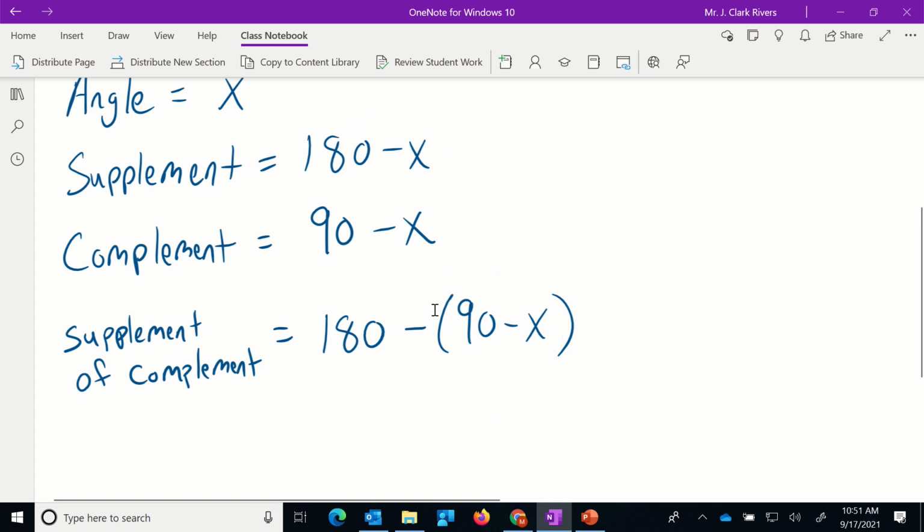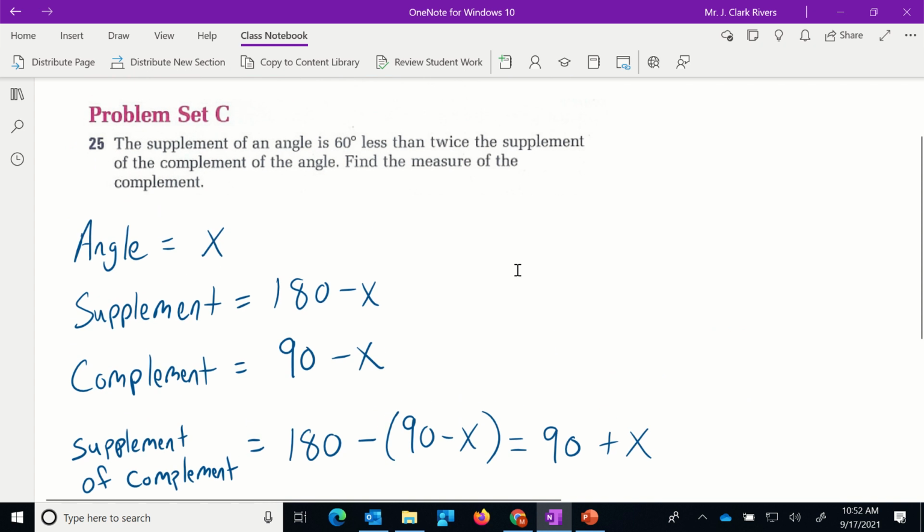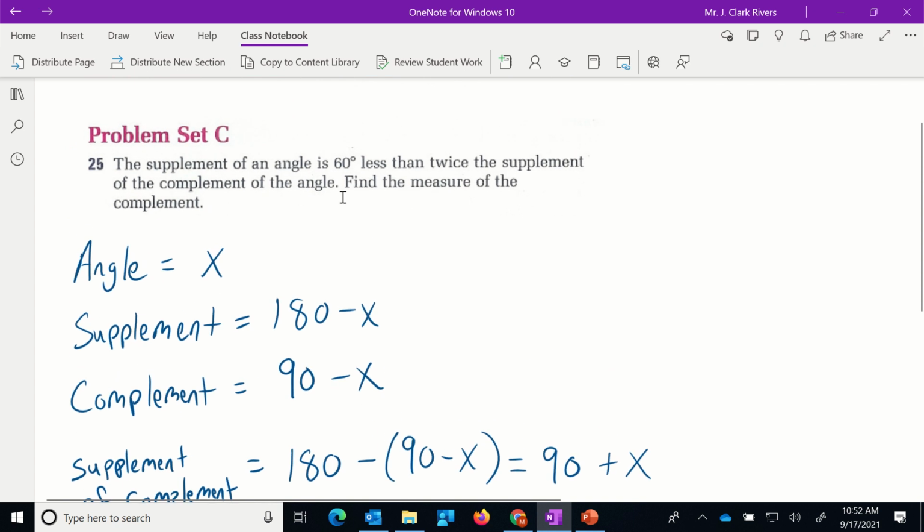Let's simplify this a little bit. We can distribute that negative, and we get 180 minus 90 leaves us with 90. We subtract negative x, and we end up with plus x. So that 90 plus x is the supplement of the complement. So with that in mind, read the problem a couple more times and see what you get. I'll come back in about 30 seconds.